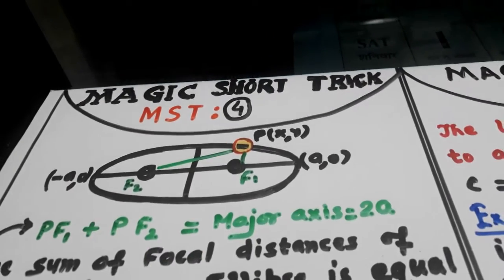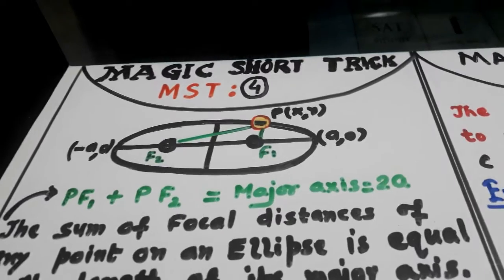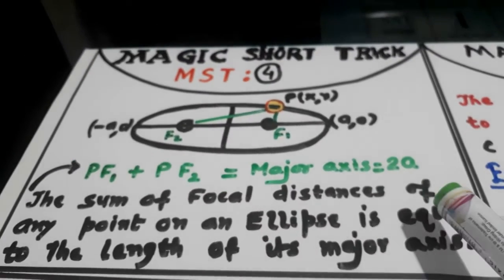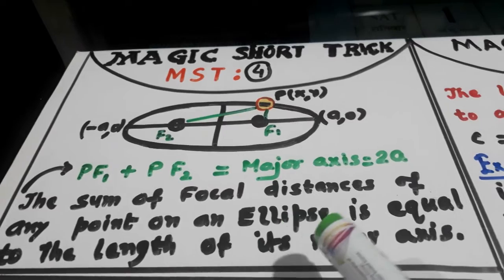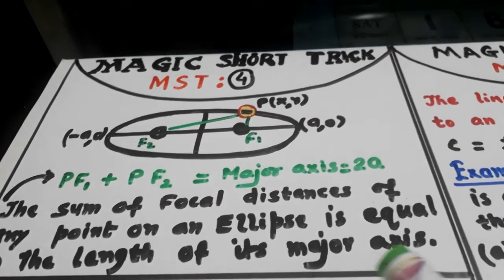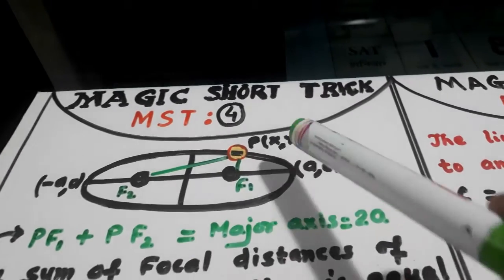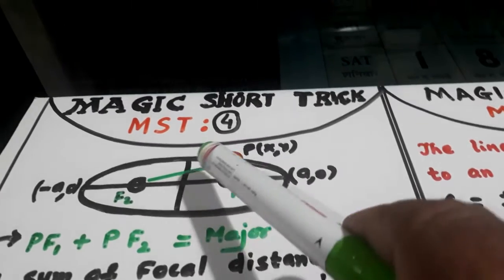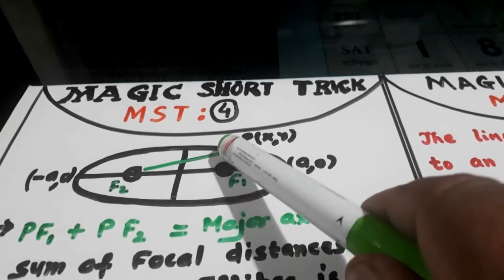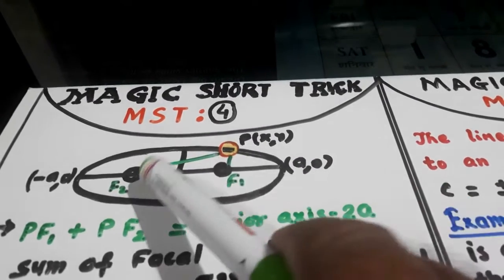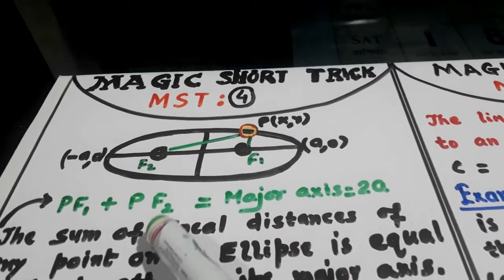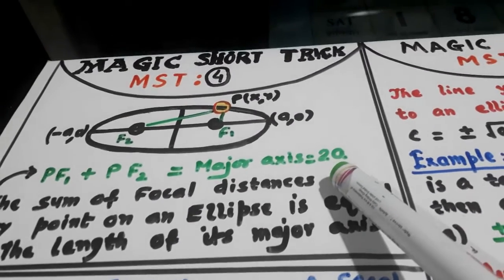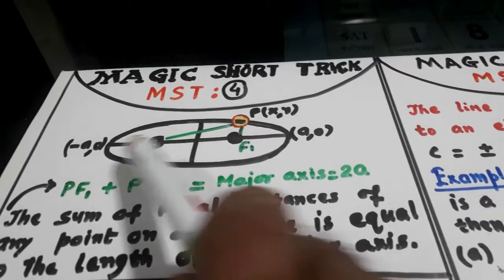MST number 4. Look here, the sum of focal distances of any point on an ellipse is equal to the length of the major axis. This is a point, this is a moving point, sum of its distance from F1 and F2, PF1 plus PF2, is always equal to the major axis, that is 2a.